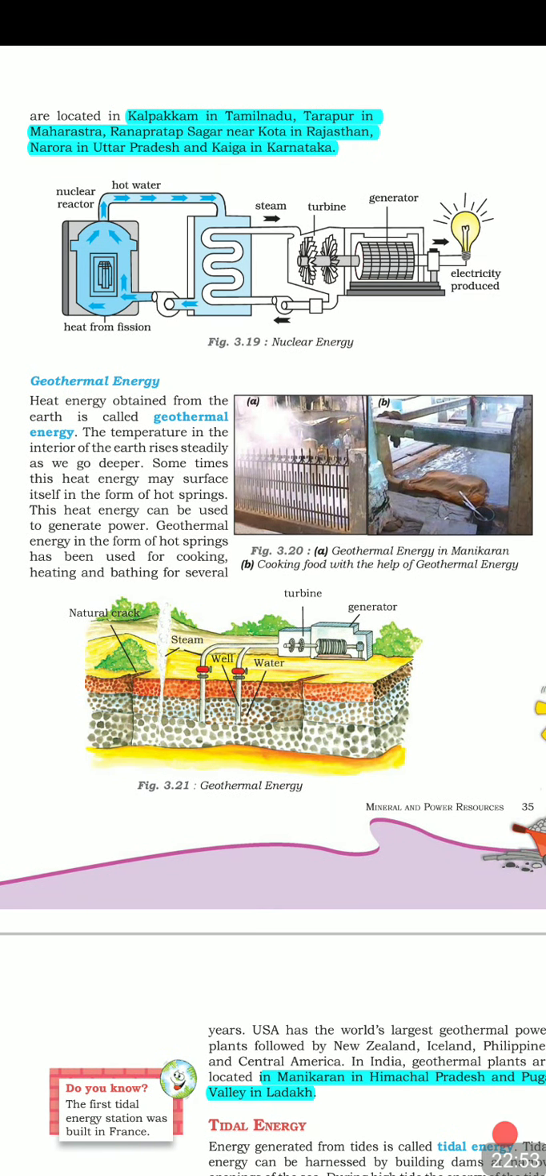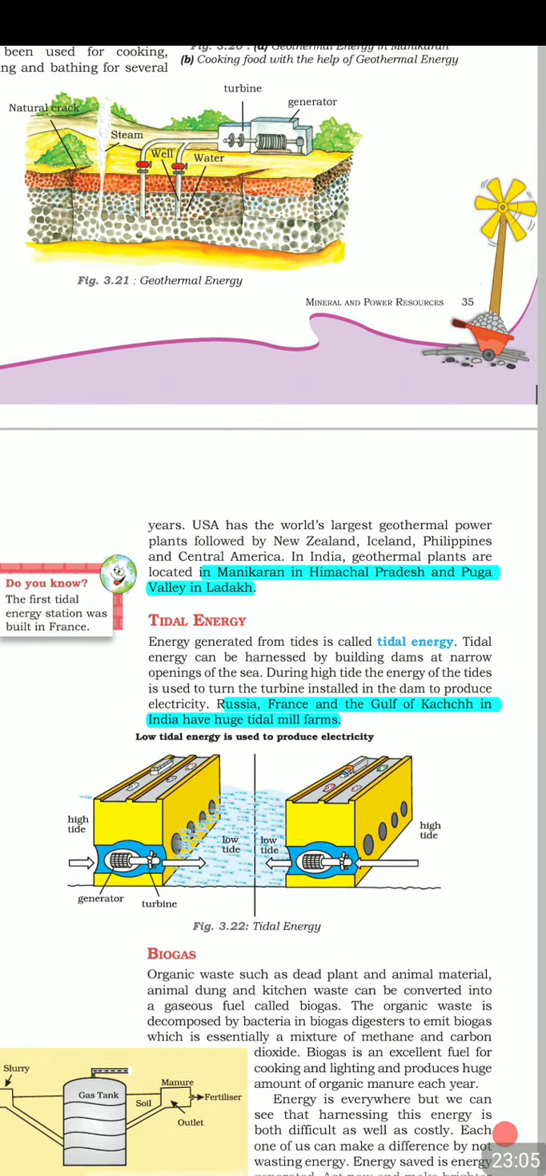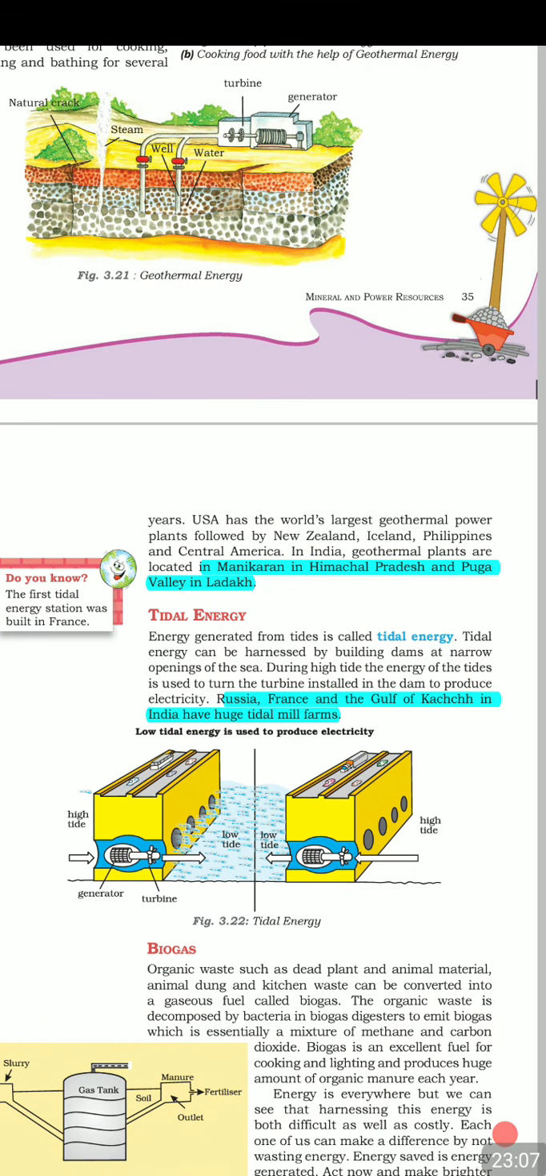Now, the great thing about geothermal energy is that the steam is directly produced. It is channelized into the turbine and electricity is produced. Some of the important areas include Manikaran in Himachal Pradesh and Puga Valley in Ladakh, right? Other areas where geothermal energy is used are Iceland, United States, Philippines, and New Zealand.